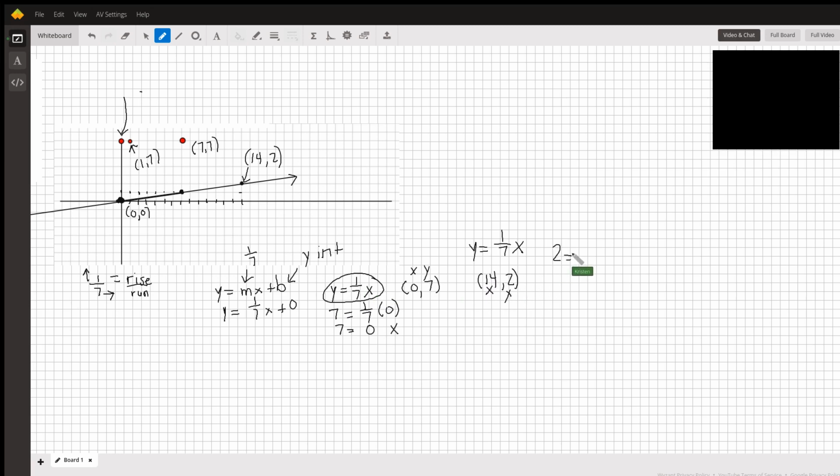So 2 equals 1 over 7 times 14. 2 equals, okay, so what is 1 over 7 times 14? Well, we just multiply the numerators, multiply the denominators, we get 14 over 7. 2 equals, what's 14 divided by 7? That's 2. 2 equals 2. So that is a true statement, which means that that is the point that lies on our line.